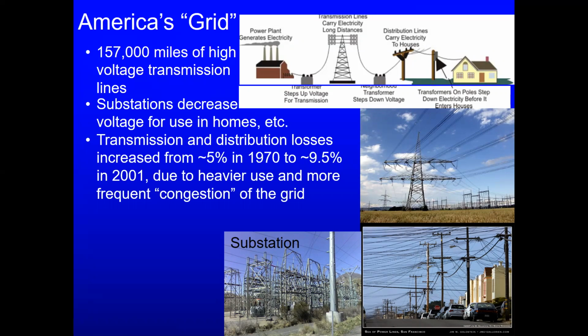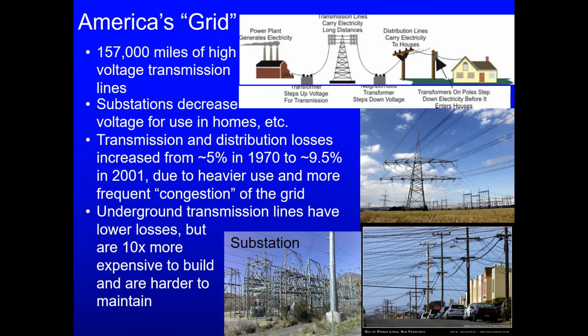So transmission and distribution losses increased, partly because our grid is getting more use and it's getting congested. But also, again, it's pretty old. Our infrastructure is pretty old. So everyone's like, this is ugly, why do we have these above ground lines? Why don't we just bury the lines? It's also more efficient. There's some problems with that though.